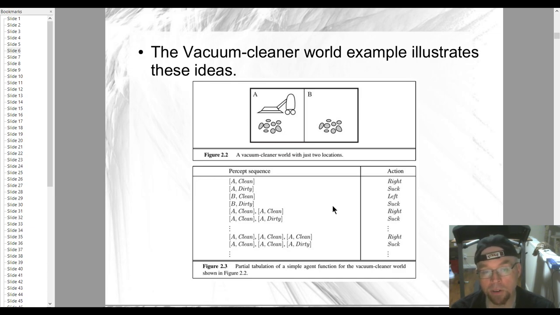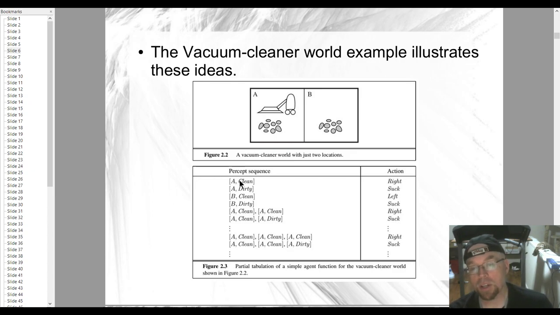Matter of fact, on your next homework assignment, you could base it off of something like this. This is a tabular description of the agent function. In this column, you see a list of percept sequences, and each percept sequence is mapped to an action. That's what this right column is for. So in this percept sequence, A is a percept, clean is a percept. Together, that's the entire percept sequence.